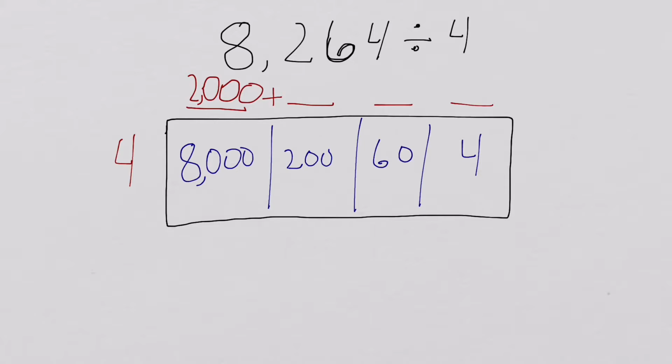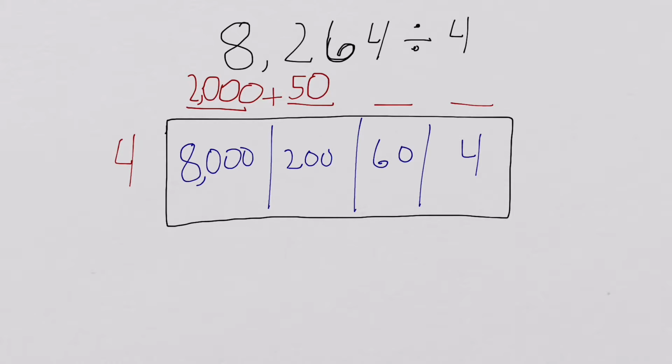4 times what gets us 200? This one's a little bit trickier because I can't multiply 4 by a whole number to get 2. So I'm going to have to think, well, 4 times what is 20? Forget about that 0 at the end right now and just think about the 20. 4 times what is 20? And if you know your basic facts, 4 times 5 is 20. And if I want 200, I'm going to have to put a 0 at the end. So I've got 4 times 50 is 200, which is correct. So we're on the right path.